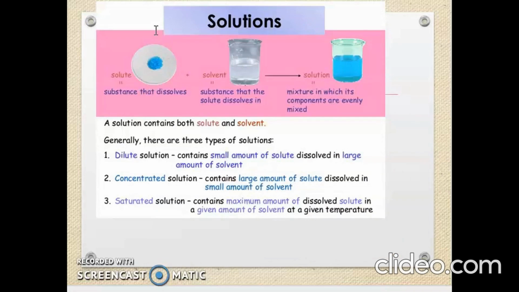Solution. The mixture of solute and solvent is called a solution. The substance that dissolves is called solute. The substance in which the solute dissolves is called solvent, and the mixture of solute and solvent is called solution. If I take the example of sugar and water, sugar will be the solute, water will be the solvent, and sugar and water together will form a sugar solution. A solution contains both solute and solvent. It can be diluted, concentrated, and saturated.